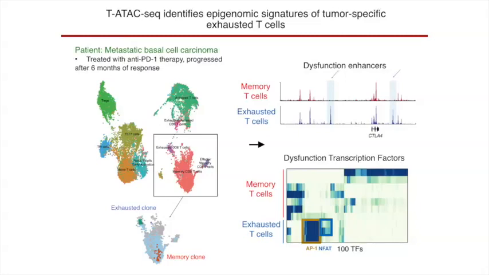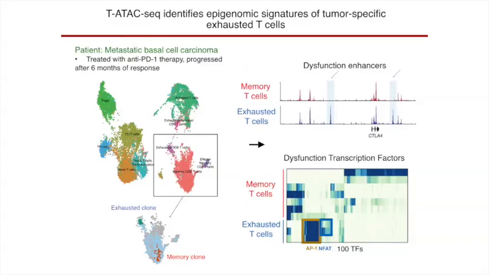So now we can zoom in to these clonal exhausted cells, and here I'm just showing you the comparison of this exhausted clone against this memory clone, and look at both cis-regulatory elements and transcription factors. And indeed, you can find the opening of some enhancers in exhausted cells that are extraordinarily specific to the exhausted cells and not to memory or activated cells.